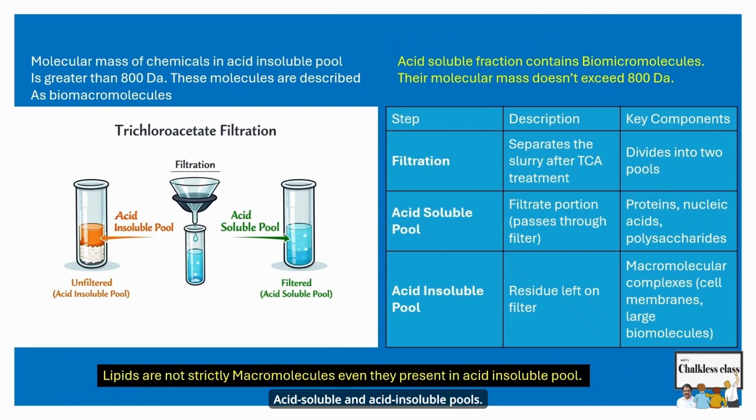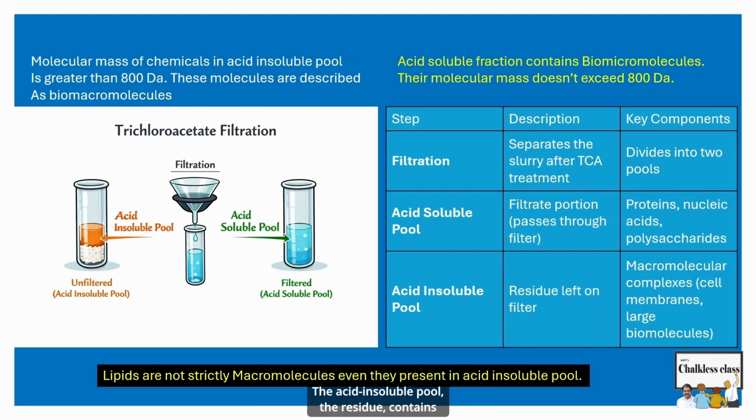Acid-soluble and acid-insoluble pools. This part consolidates the TCA filtration process into a clear table format and introduces key terminological distinctions that we must know. After TCA treatment and filtration, the sample divides into two pools. The acid-soluble pool, the filtrate, contains micromolecules, amino acids, sugars, nucleotides, whose molecular mass does not exceed 800 daltons. These are also called biomicromolecules.